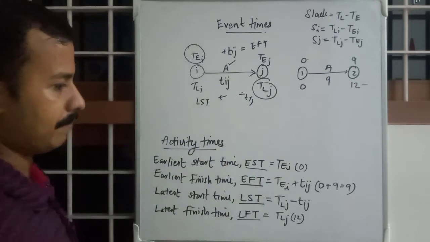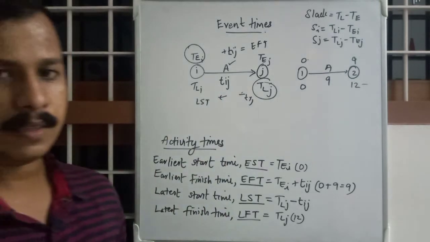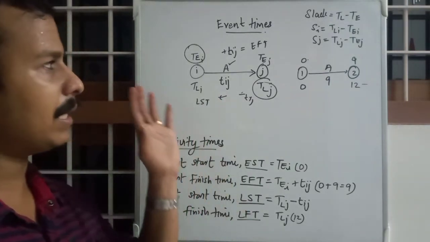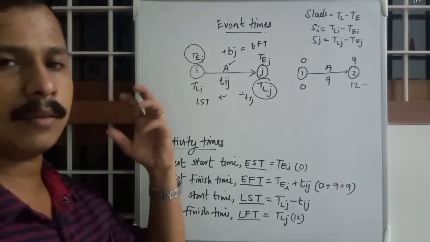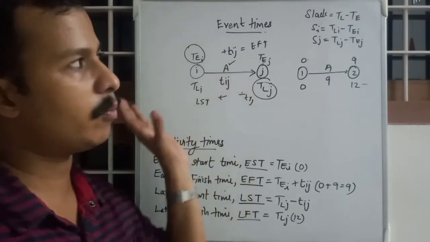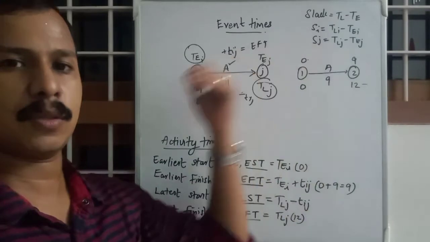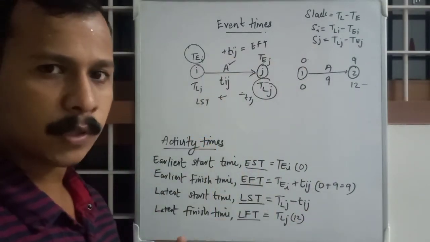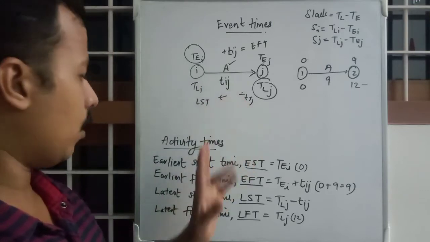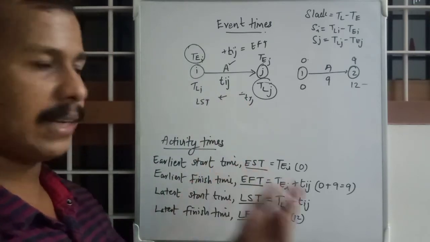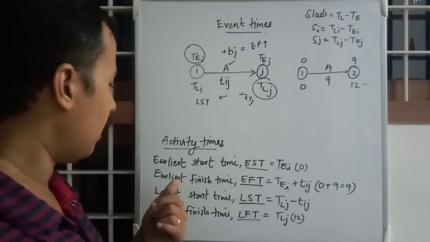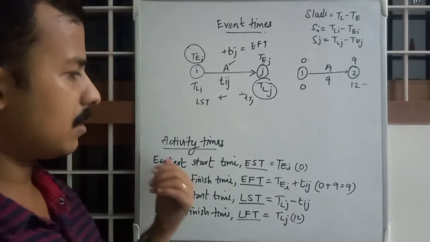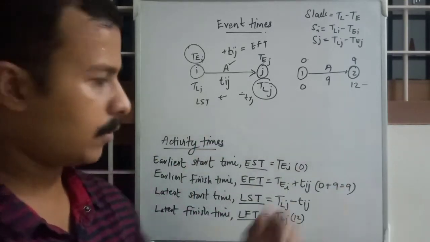Okay, and in here you will subtract TIJ to get the latest start time. You can just remember it by this: we found out TE values by going forward and TL values by coming backwards. Same thumb rule. We are finding out the latest starting time by going backwards, and EFT is found out by going forward.